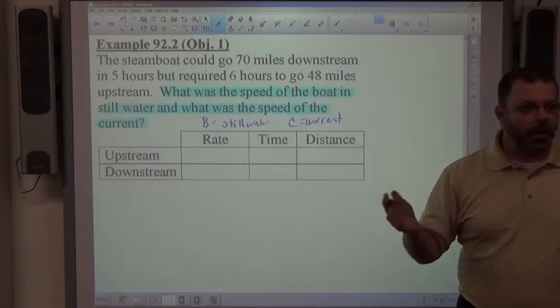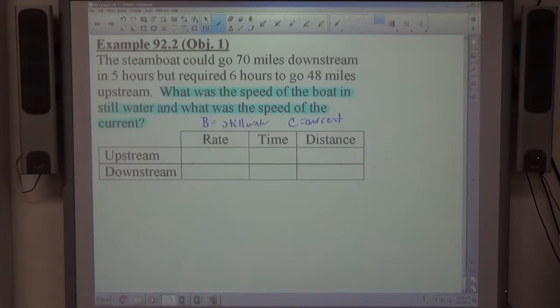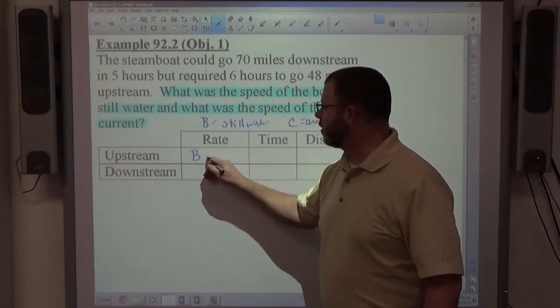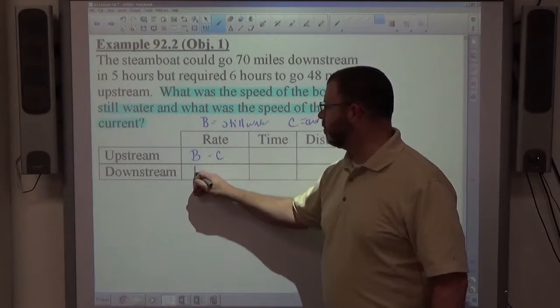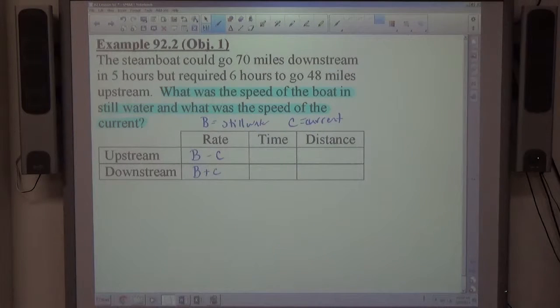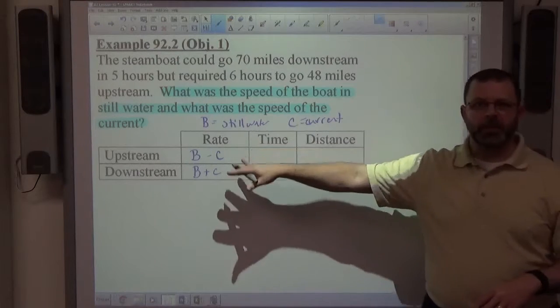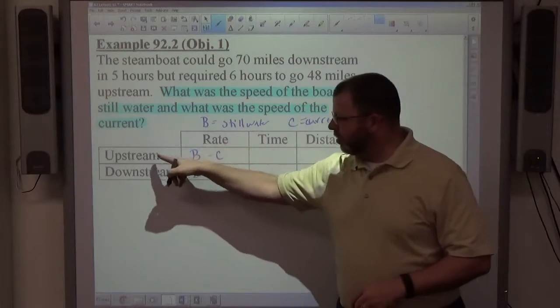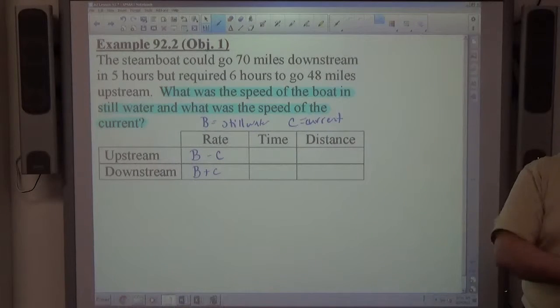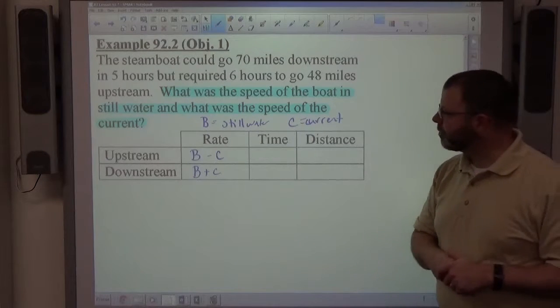I don't know either one of those things, so I'm going to have to start off immediately in my rate column with nothing known. Upstream is still speed of the boat minus the current. Downstream is still speed of boat plus current. Be careful you get those in the right position. I've seen people put downstream on top, upstream on the bottom. So just make sure upstream, subtract, downstream, add. And boat goes first every time. Speed of the boat plus or minus the speed of the current.